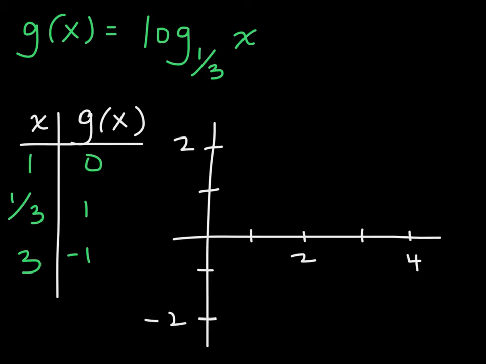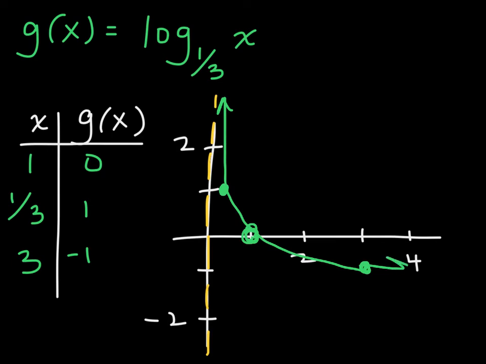All right, let's plot some points, but please notice that the y-axis is going to be your vertical asymptote. It's impossible to raise the base of 1/3 to any power and get 0. So we'll get infinitely close to the y-axis again. All right, we have the same x-intercept. We have 1/3 comma 1, so that's about right there. And then we have 3, -1. So this curve behaves like this.